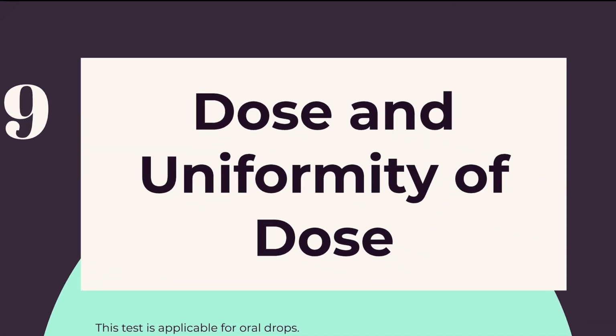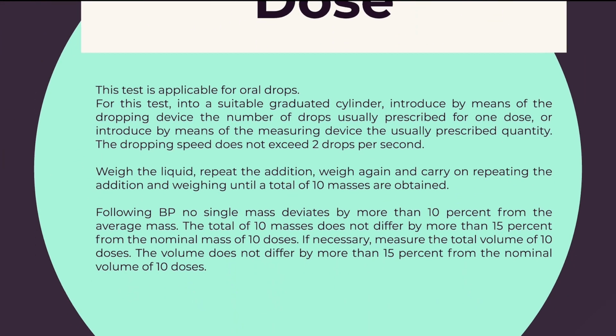9. Dose and uniformity of dose. This test is applicable for oral drops. For this test, into a suitable graduated cylinder, introduce by means of the dropping device the number of drops usually prescribed for one dose, or introduce by means of the measuring device the usually prescribed quantity. The dropping speed does not exceed 2 drops per second.